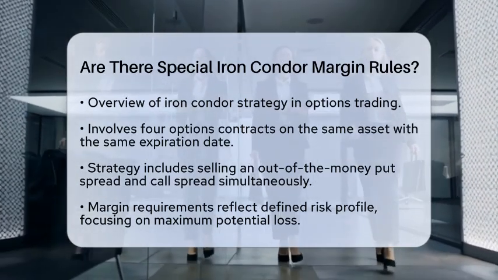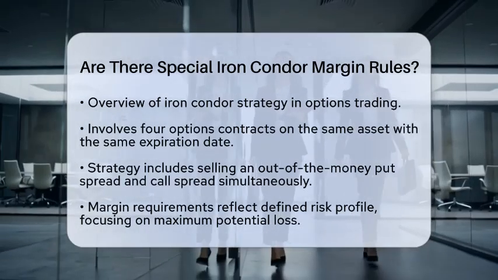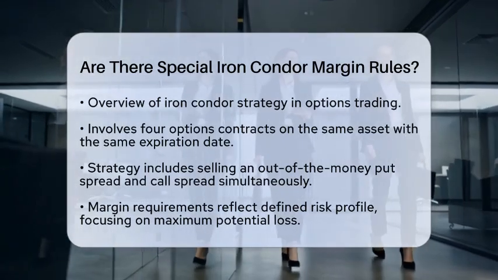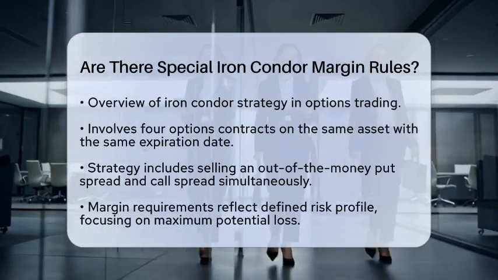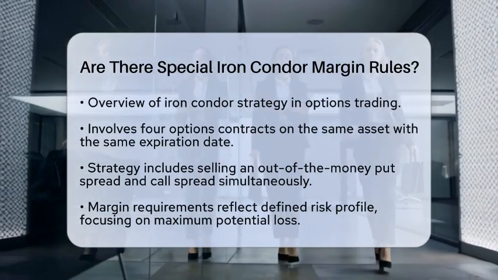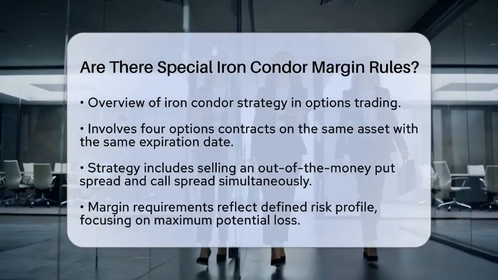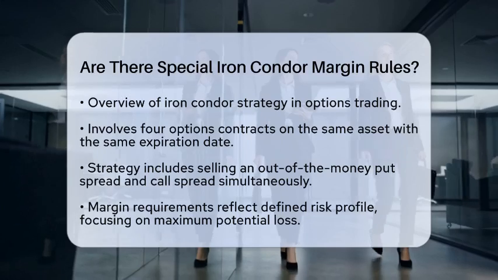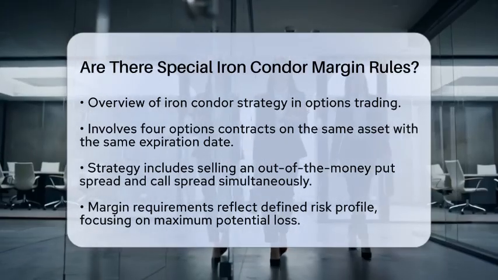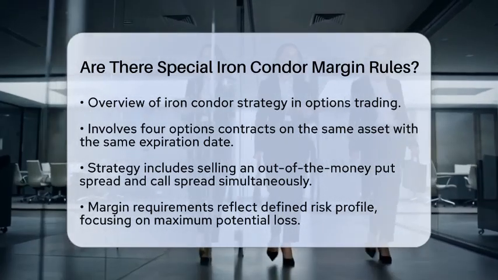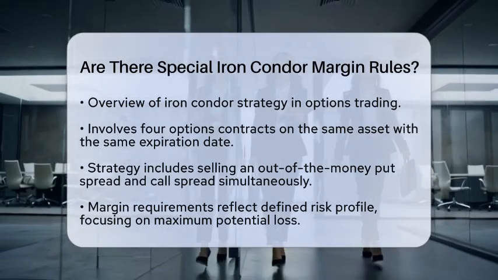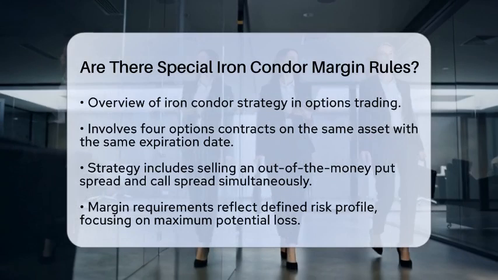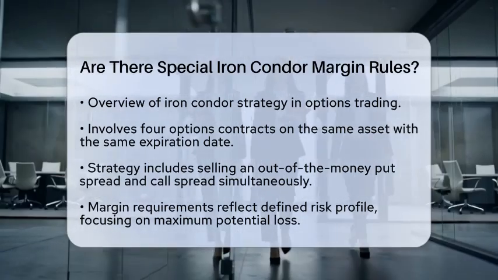The iron condor is a popular strategy that involves four options contracts on the same underlying asset with the same expiration date. It consists of selling an out-of-the-money put spread and an out-of-the-money call spread at the same time. Because this strategy has a defined risk profile, the margin requirements reflect the maximum potential loss rather than an unlimited risk scenario. So, how is this margin calculated?